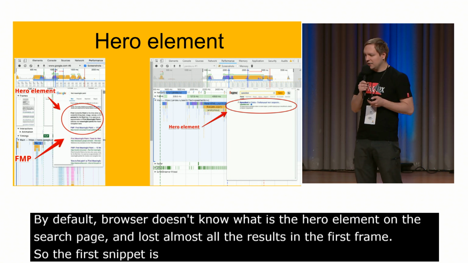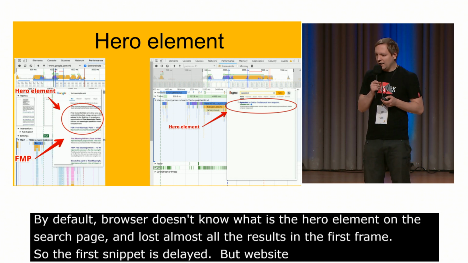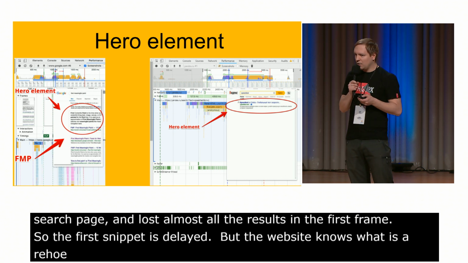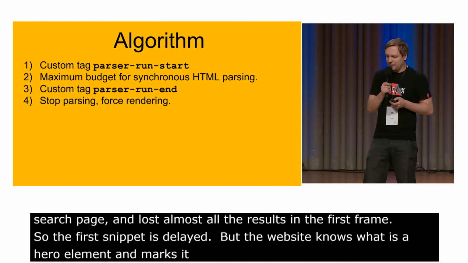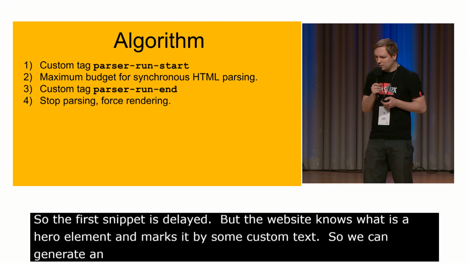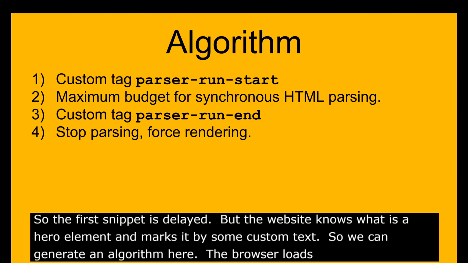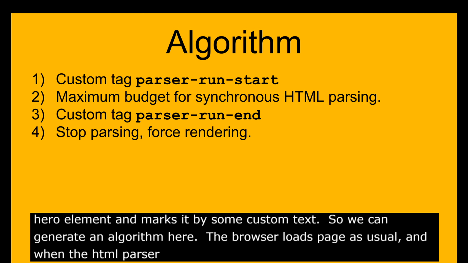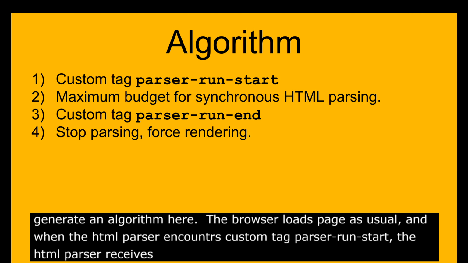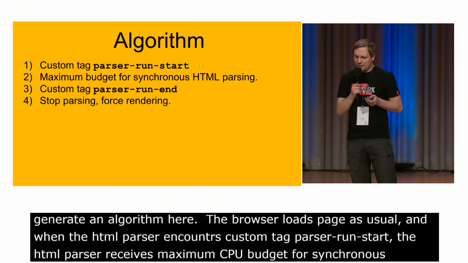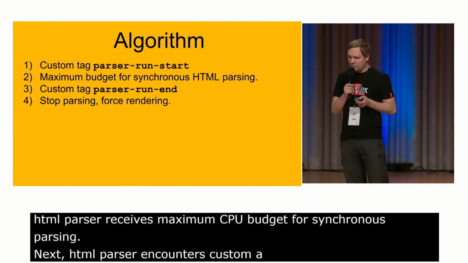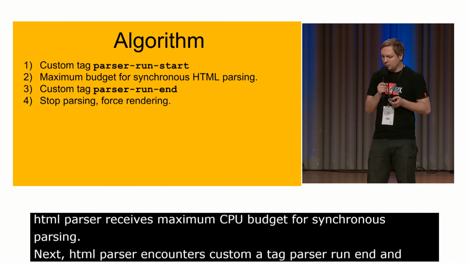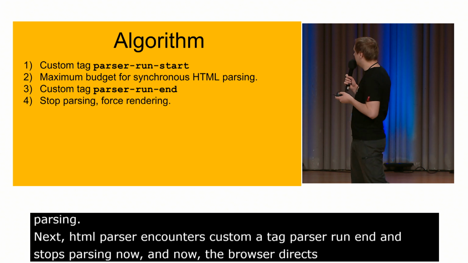But the website knows what the hero element is and can mark it by some custom tags. So we can design an algorithm here. The browser loads the page as usual, but when the HTML parser encounters the custom tag parser run start, the HTML parser receives maximum CPU budget for synchronized parsing. Next, the HTML parser encounters the custom tag parser run end and stops parsing. Now the browser directs all resources to rendering. It is a very easy algorithm, isn't it?